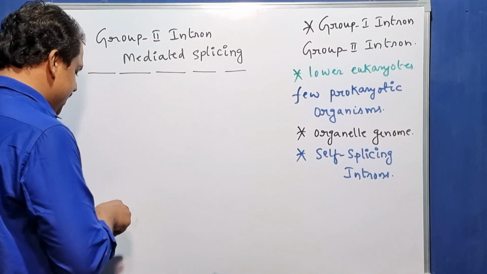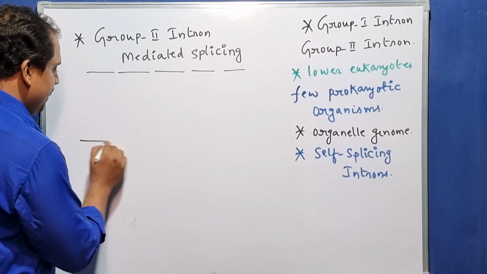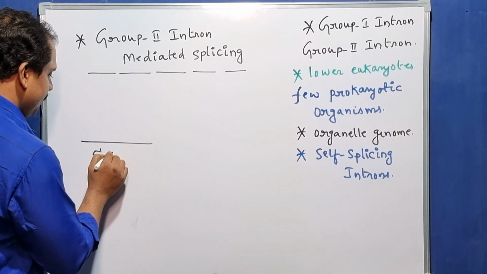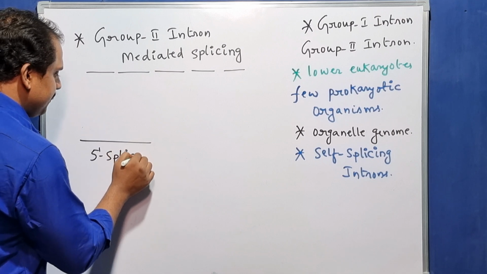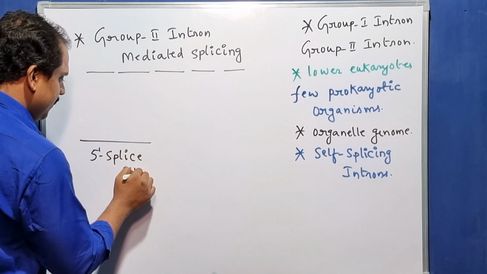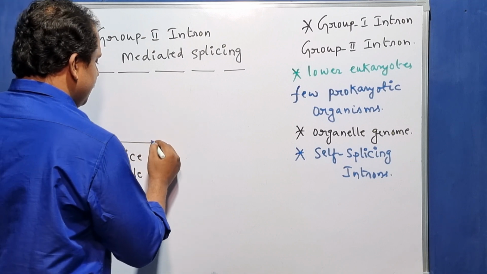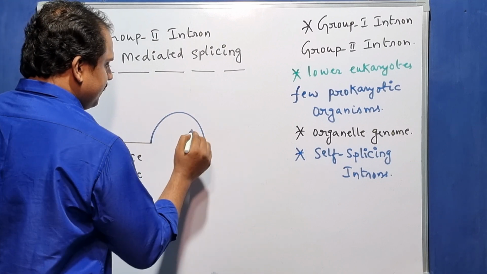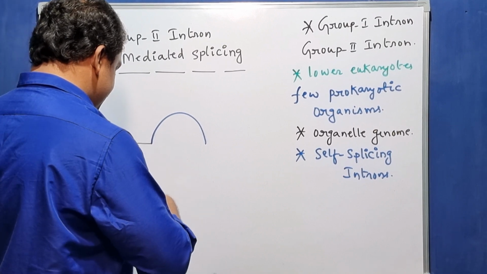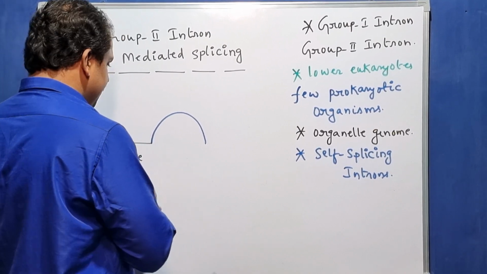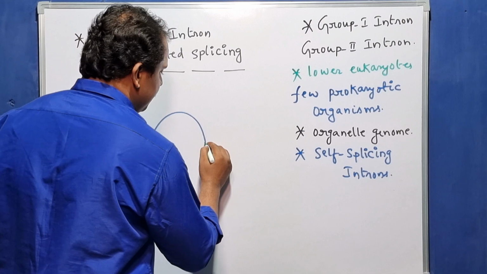So here let us assume it has the 5' splice site again. 5' splice site. And here it is nothing but the non-coding sequence. And again, it is nothing but the 3' splice site.